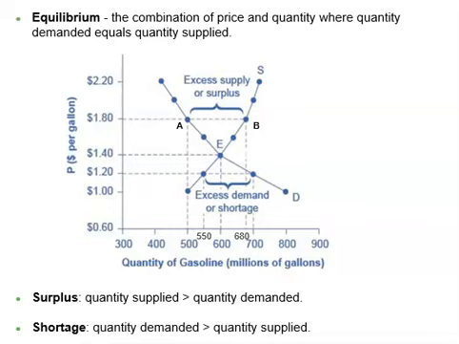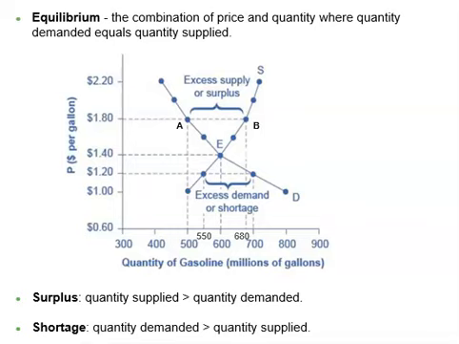However, lower gasoline prices reduce gasoline producers' incentives to produce and sell, and the quantity supplied falls from 600 to 550 million gallons. Again, you can find this new quantity demanded and quantity supplied by following the dashed line at the price level of $1.2 and seeing where it cuts the demand and supply curves.